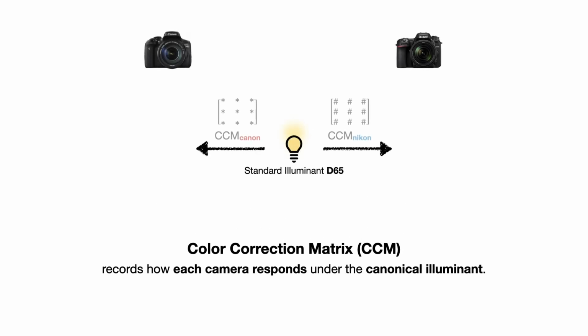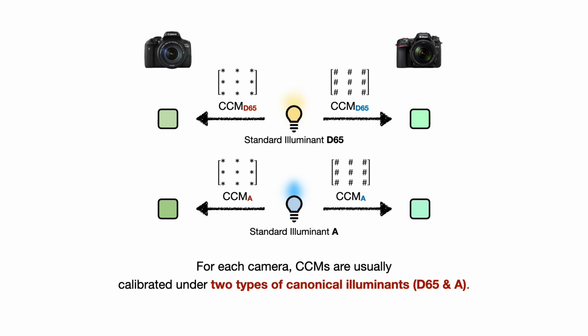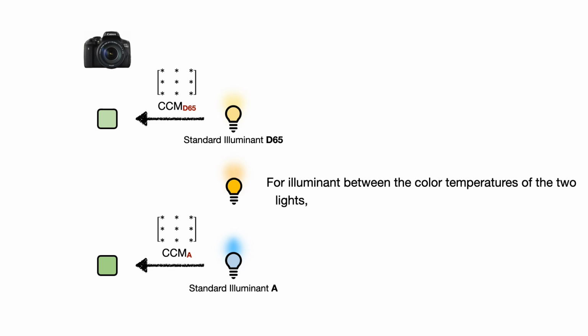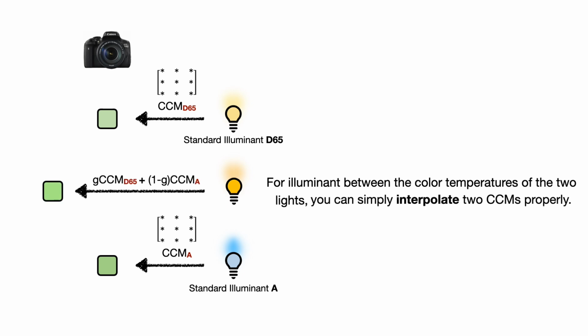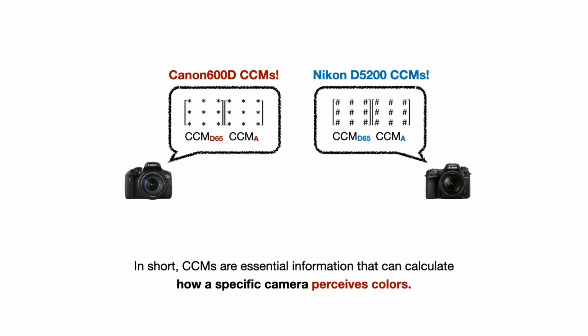A color correction matrix, or CCM, records how each camera responds under canonical illuminance. For each camera, CCMs are usually calibrated under two standard illuminants, D65 and A. For illuminants that fall between these two color temperatures, the corresponding CCM can simply be obtained by interpolating between the two calibrated matrices. In short, CCMs are essential information that precisely describe how a specific camera perceives colors, and this motivates us to ask, can we use them to achieve cross-camera generalization?